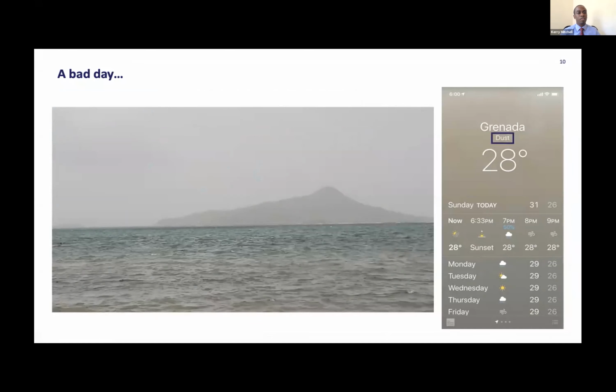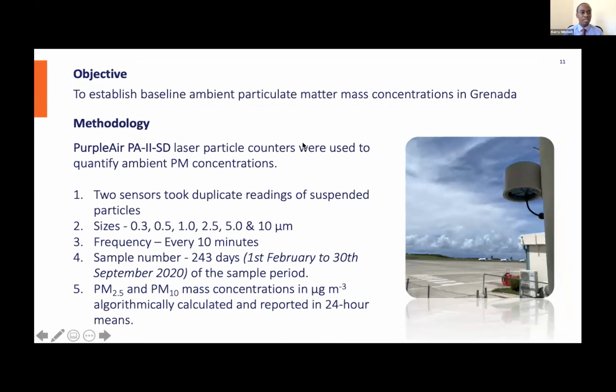We collected data for a couple of months. We set up some sensors around the island, and I'm going to present data from one sensor, but these sensors take duplicate readings every 10 minutes. And so you have 2 sensors, each sensor takes duplicate readings every 10 minutes continuously. And it takes readings of different sizes and then algorithmically calculates the 24-hour mean. But you can get granular, down to as little as 10 minutes or by the hour. But we are going to use 24-hour means because that is what guideline values now require, that you take an average over 24 hours to estimate the impact it's going to have on your population.